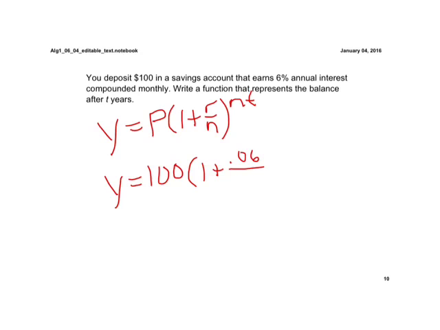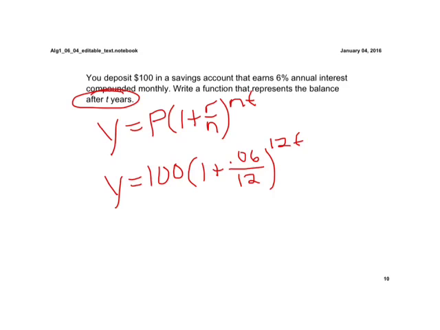Now it says it's compounded monthly. Okay, so we got to think how many months are in a year. Well, there are 12 months in a year. So that 12 is going to be our N. Now we got to raise it to the n times t power. N is still 12, that's monthly. And then after t years, they don't give us what t is. It just says after t years, so we're going to leave that as a t.